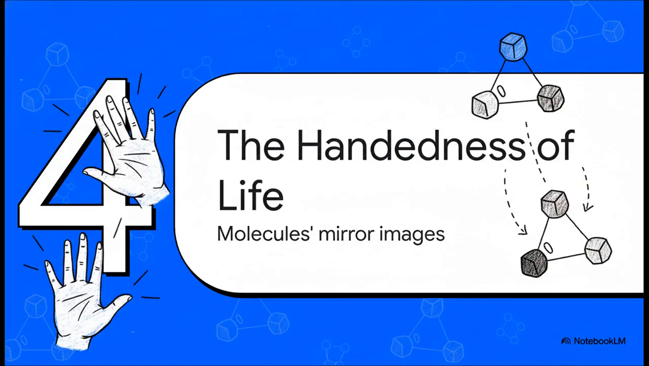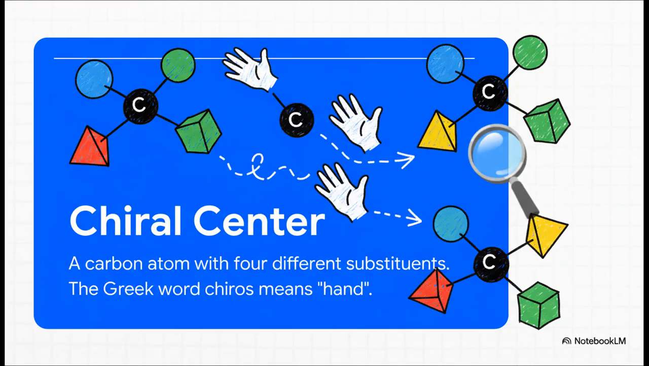It all starts with something called a chiral center, and it gives molecules a property that you use every single day without even thinking about it: handedness. A chiral center sounds complicated, but it's not. It's just a carbon atom that's attached to four totally different things. And because of this asymmetry, you can actually build the molecule in two different ways that end up being perfect mirror images of each other.